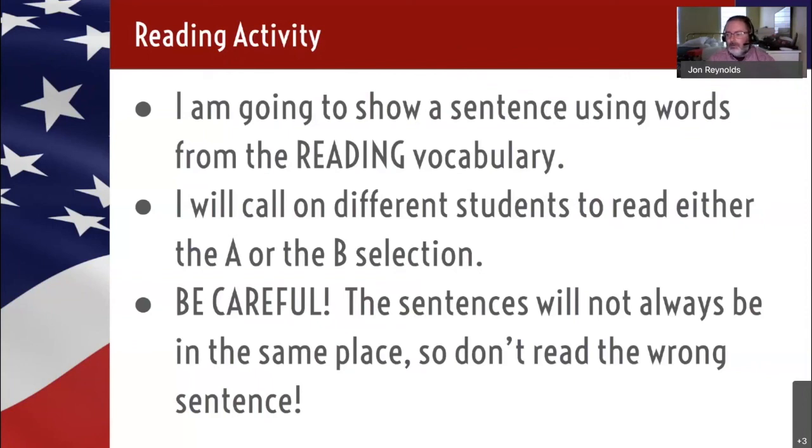Some of the sentences have the letter A next to them, and some of the sentences have the letter B. I'm going to ask different students here in the group to read one of the sentences, but be careful. The sentences are not always going to be in the same place. For example, the A sentence might be on the left, or it might be on the right. I will tell you what letter to read, but you have to be careful which sentence it is, okay? So let's try this little activity.